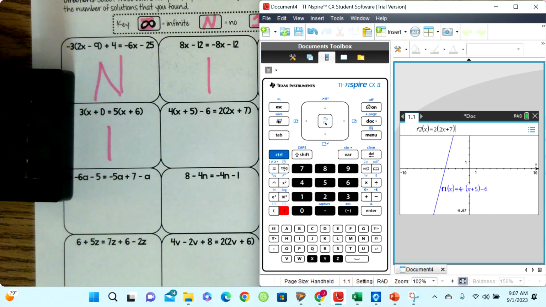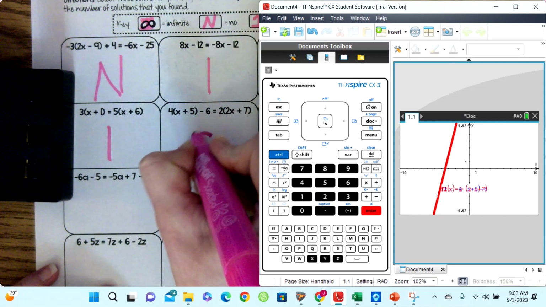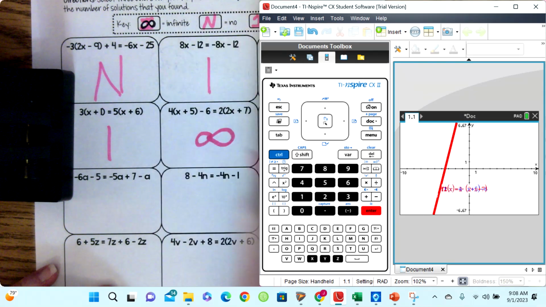And so you have to watch when they graph those. So you can see my blue line up there, but when I hit enter, you can see the red line go right on top of it. That red line is sitting right on top of it. That's how you know they're infinite solutions.